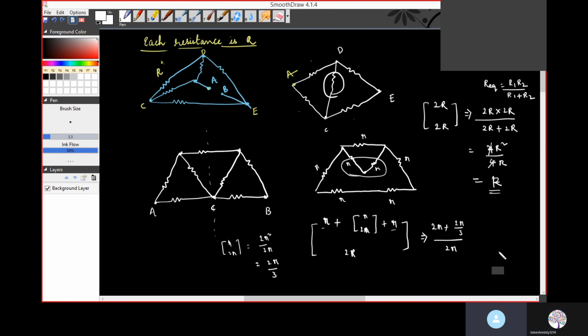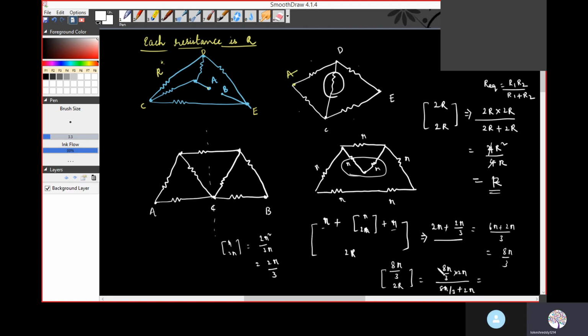Series, no. 2R plus 2R by 3 is in series, right? So this is 6R plus 2R by 3, that is 8R by 3, right? Now this 8R by 3 and 2R are in parallel, right? So this is 8R by 3 into 2R by 8R by 3 plus 2R.